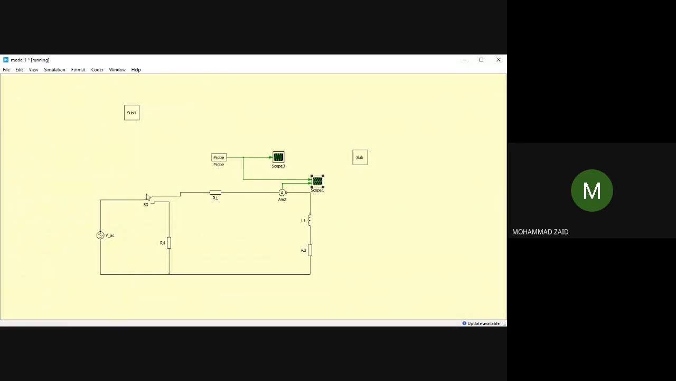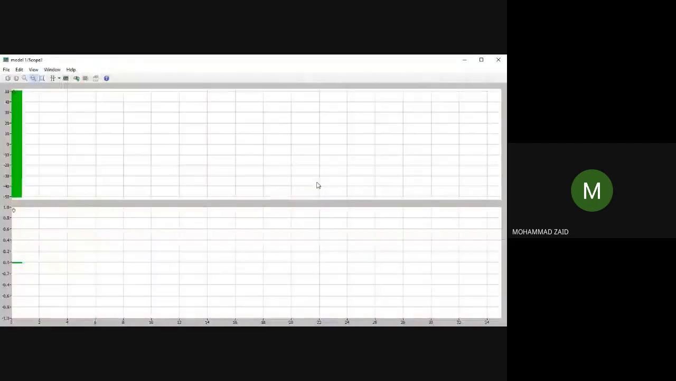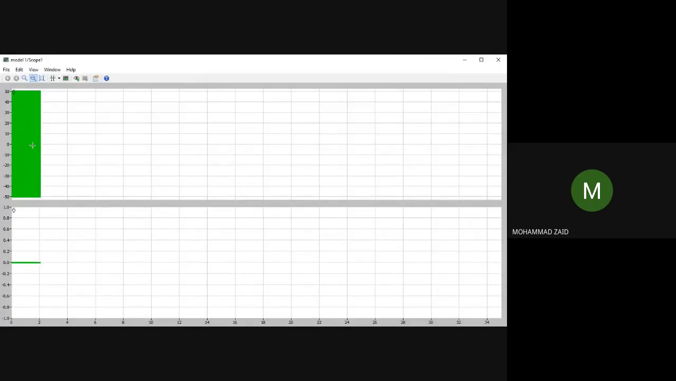Okay, so let me run the simulation again and see what is happening. I stop the simulation and put the switch here. Now I am energized. Let's see what is happening. So I am starting the simulation. The voltage is there, but there is no current.